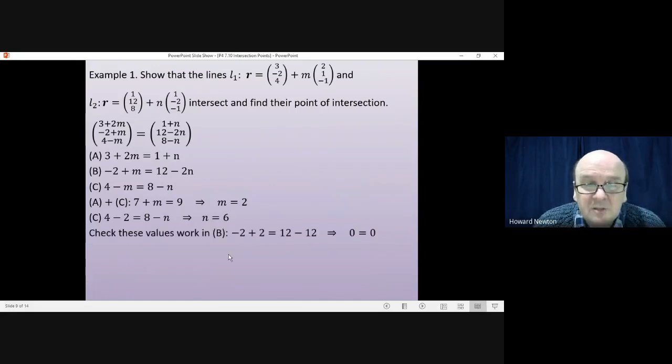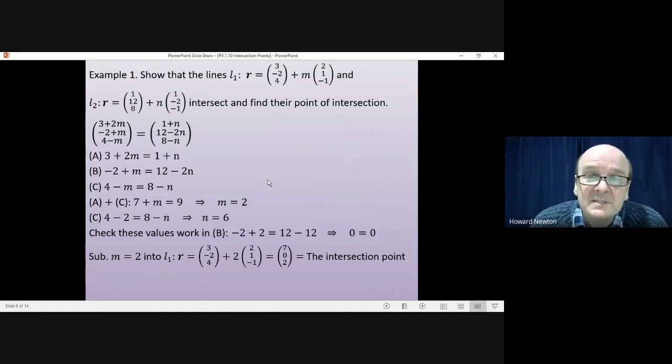Now I need to check that these values work in equation B as well. And if I put m equals 2 and n equals 6 into equation B, this is what I would get, and I'd get 0 equals 0, which is true. So yes, the values do work in all three equations.